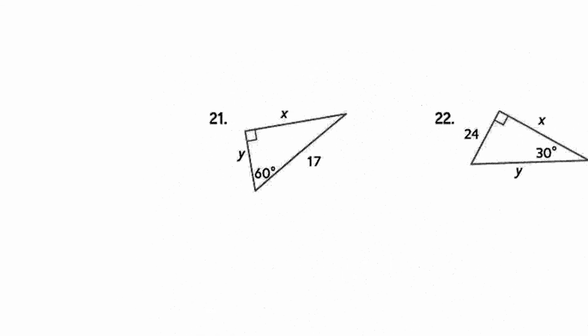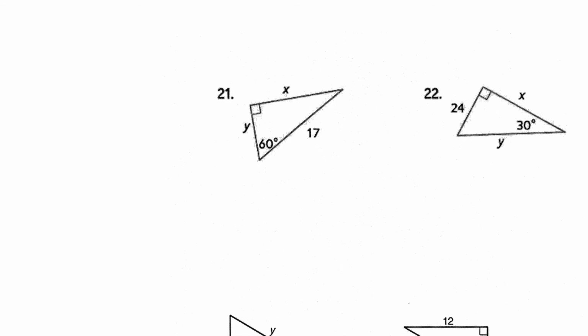Okay, so on number 21, that's 17. Is it the long leg, short leg, or hypotenuse? It's the hypotenuse. So to get from the hypotenuse back to the short leg, what do we do? Divide by 2. So what does that give you? 8.5. And then from that short leg to the long leg, 8.5 square root of 3. Good, you just multiply it by the square root of 3.